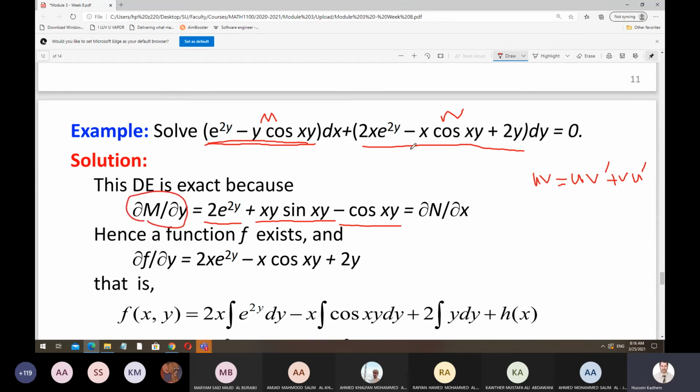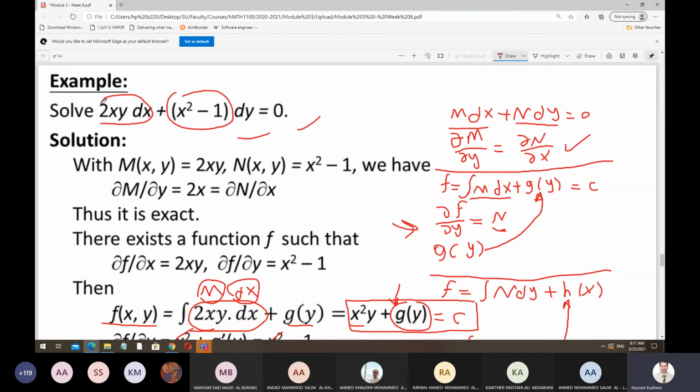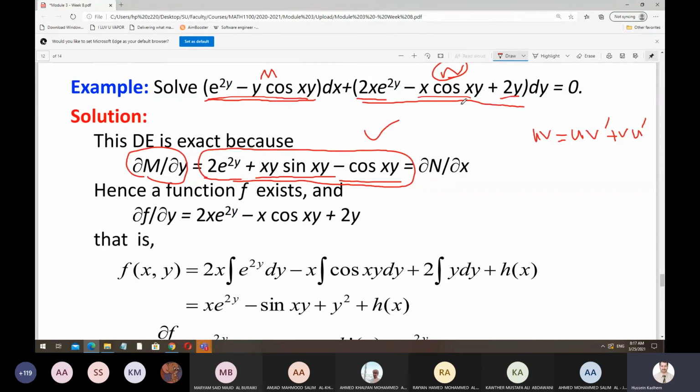Now let me do partial N over partial x. I differentiate this part, then this part will be 0. I got the same expression. I will say, okay, the condition was satisfied. It is exact. Now I will go to solve it. You remember in the previous example, when I came here, I integrated M dx. Now in the second example, I will try to integrate N dy. This part.